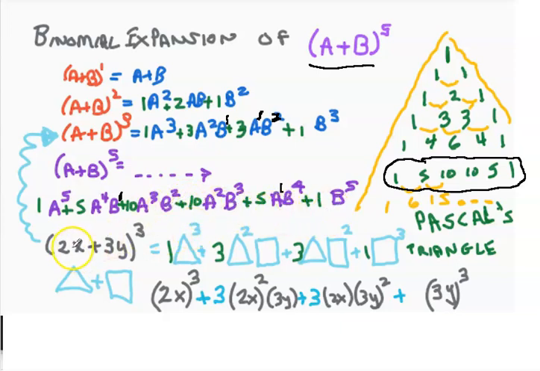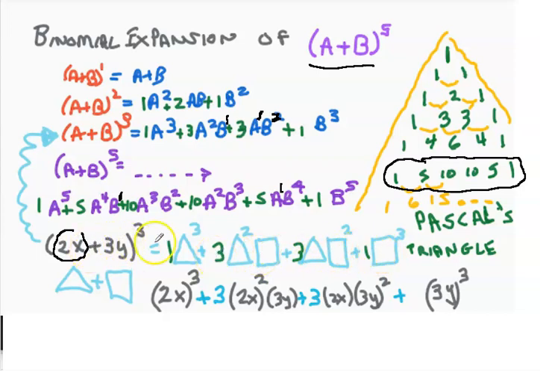Well, what if it was (2x + 3y) to the fifth or to the third? Well, the same type of thing is going to happen, but this is going to be your a now. So what I'm doing here in this problem is I'm representing the a as a triangle. So up here we have a cubed, a squared, and a, and the b's would be the squares: b to the first, b squared, b cubed.